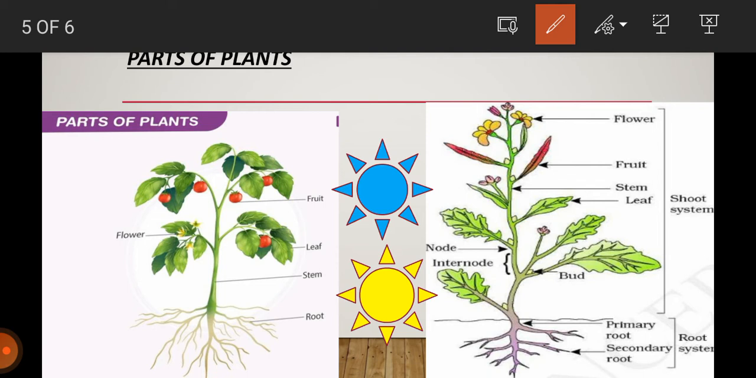Okay, come to this picture. In this picture also flower. In this picture also flower. In this picture also fruit. In this picture also fruit. In this picture also stem, and in this also stem. In this picture also a leaf. In this picture also leaf.